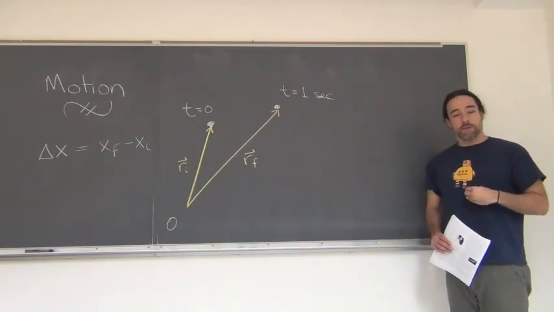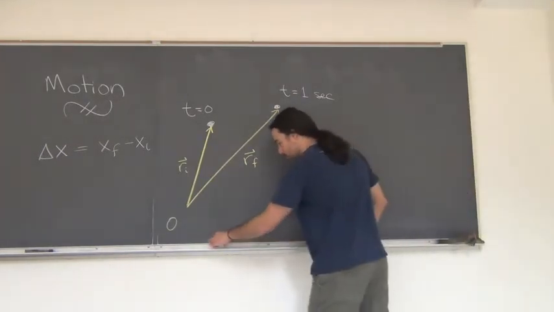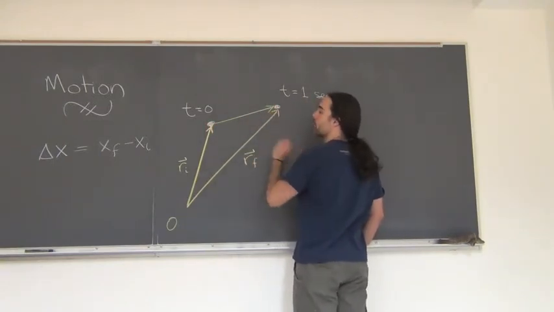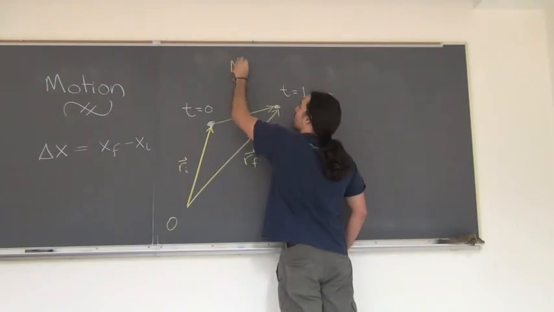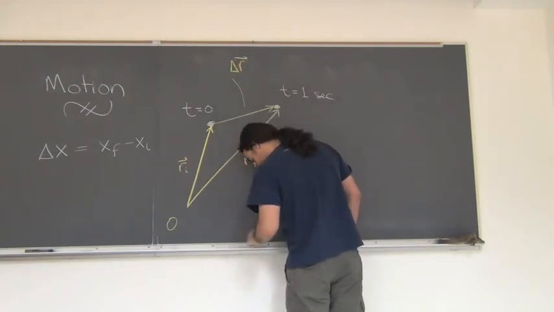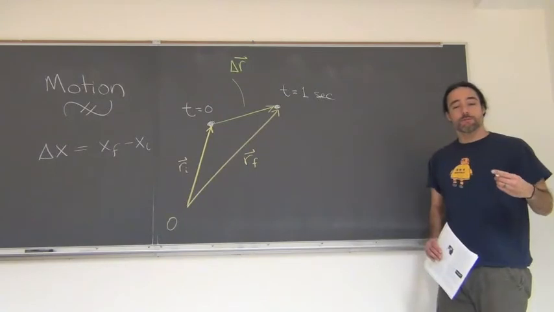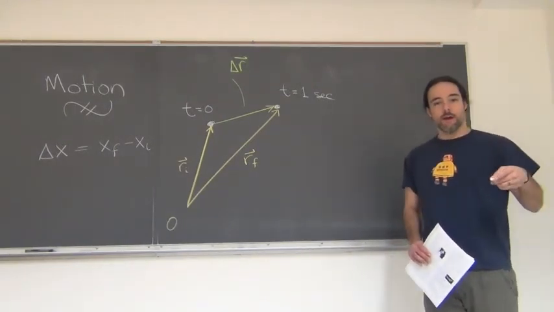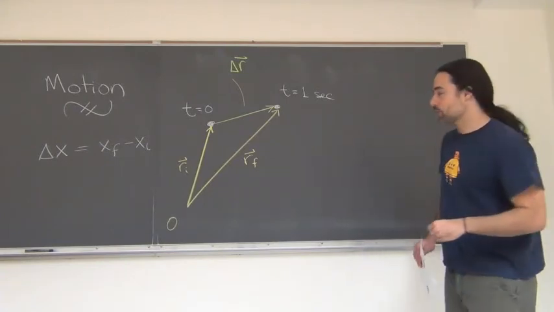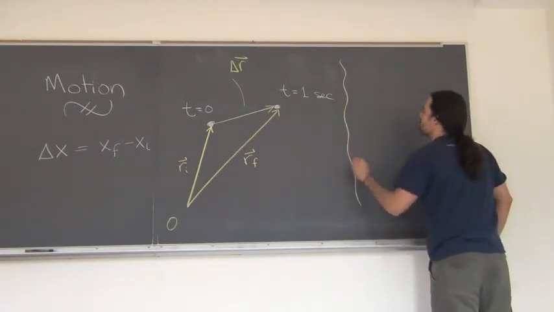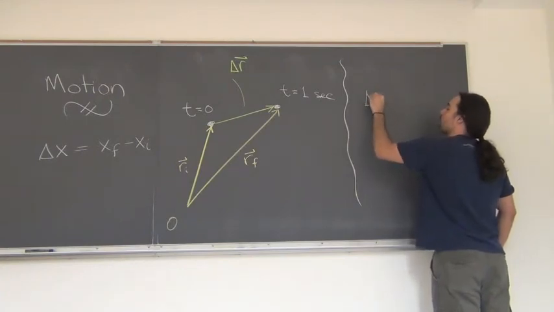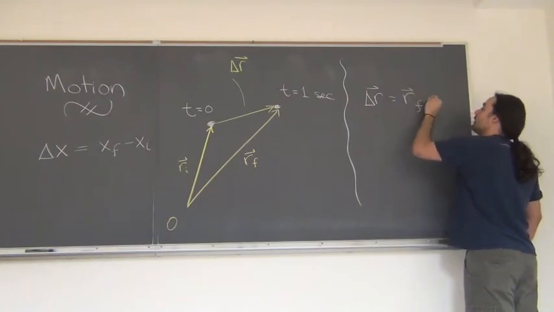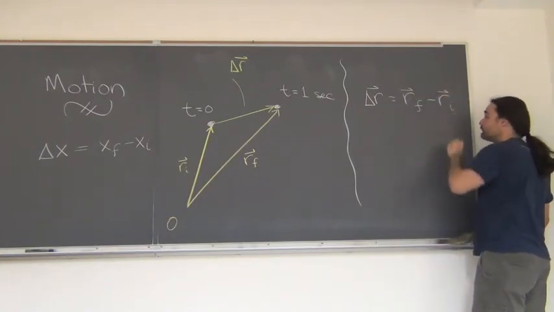Now we can do the same thing. We can define a change in position, which I will represent by that green arrow, which we will call delta r. And just as before, the change in a vector's position is going to be the final vector minus the initial vector, which we may write as delta r equals r final minus r initial.